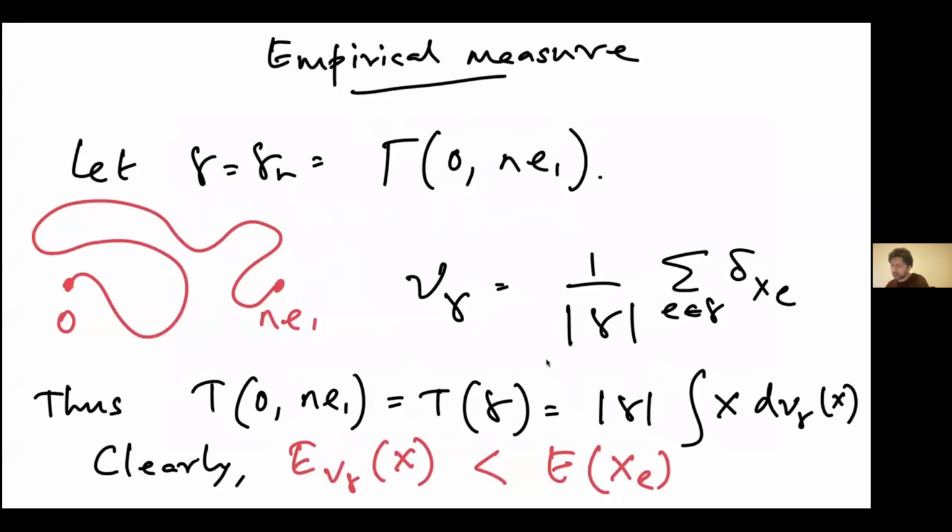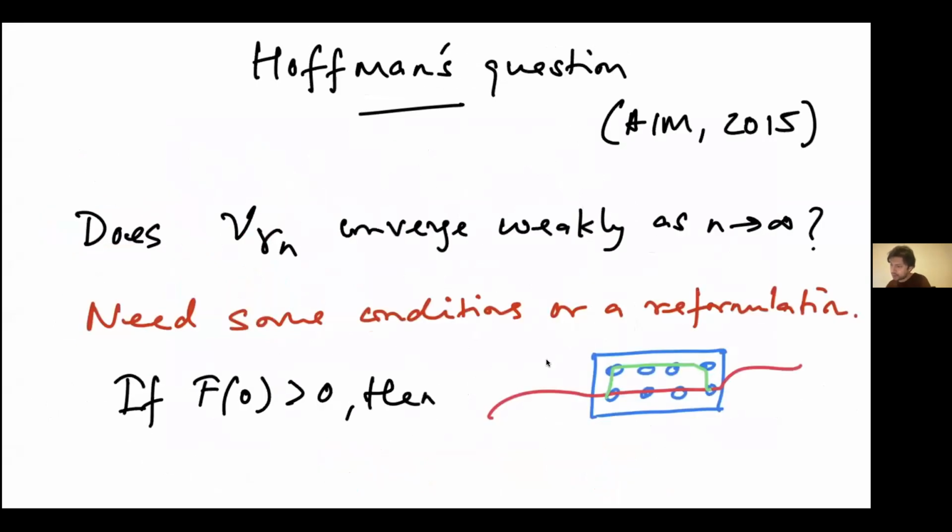So this is the empirical measure, and you have a sequence of empirical measures as n goes to infinity. And what Hoffman asked was, as n goes to infinity, does this sequence of measures converge weakly to some probability measure? There are some conditions that you need, because the answer is not quite yes as written. If the random variables have some positive mass at 0, then the geodesic will typically pass through boxes which have all zeros in them.